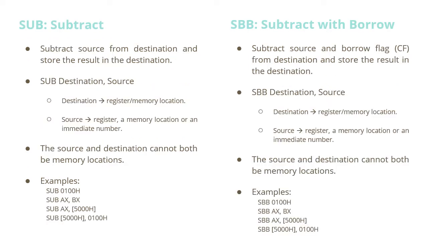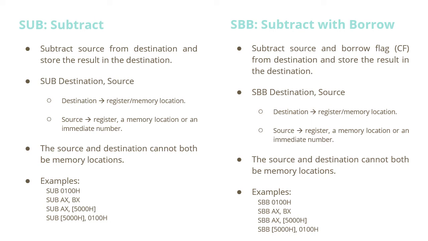The subtract instruction, which is given as SUB, subtracts the source from the destination, and the result of the operation will be stored in the destination itself. The format of this instruction is SUB destination, source, where the destination can be a register or a memory location. The source can be a register, a memory location, or an immediate number. The source and the destination cannot both be memory locations together at the same time.